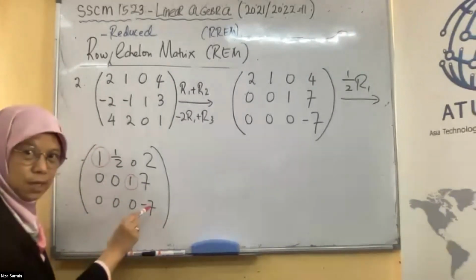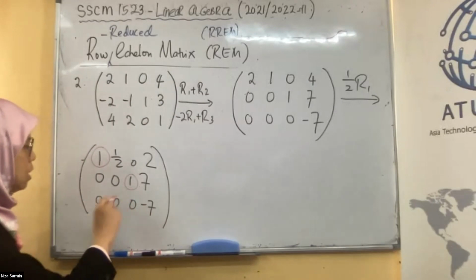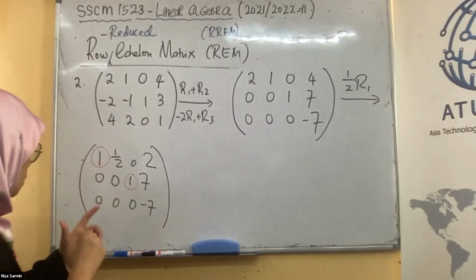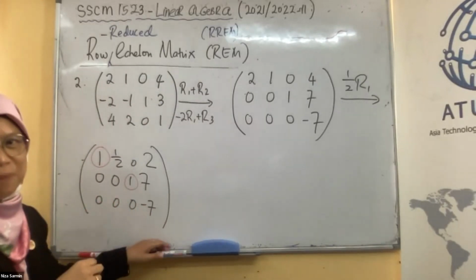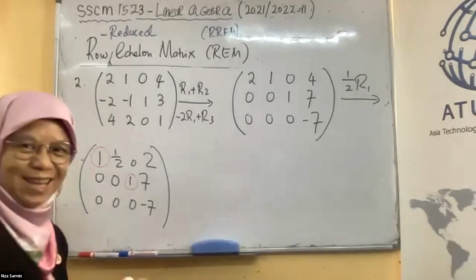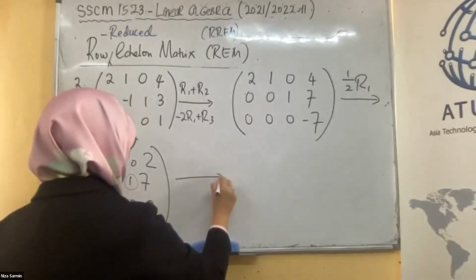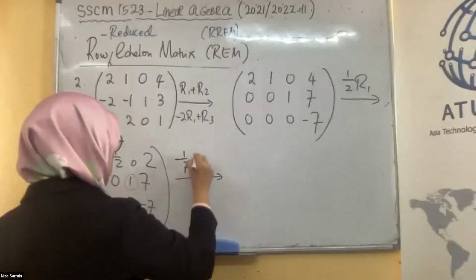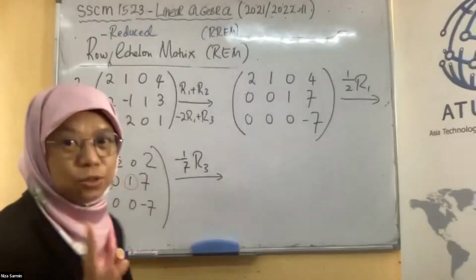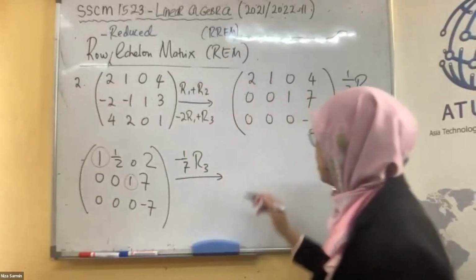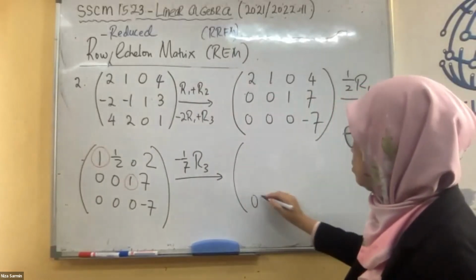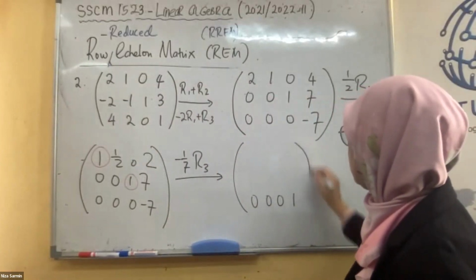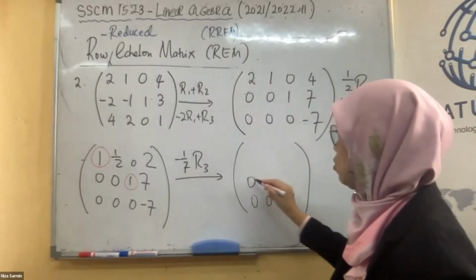You want this to be 1. So you need to multiply by, don't be scared to multiply by a fraction. This is already at the end. So you can just multiply by a fraction. So this is already at the end. Okay, so 0, 0, 0, 1. This one copy.